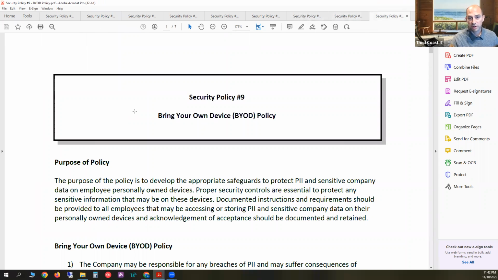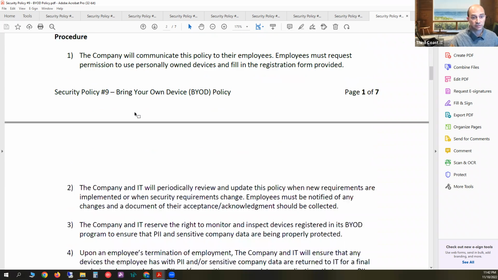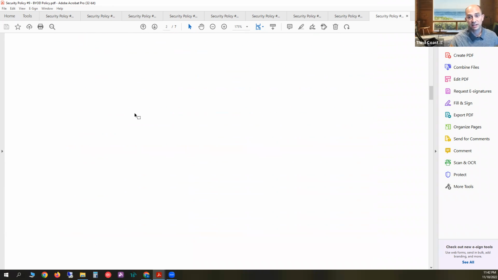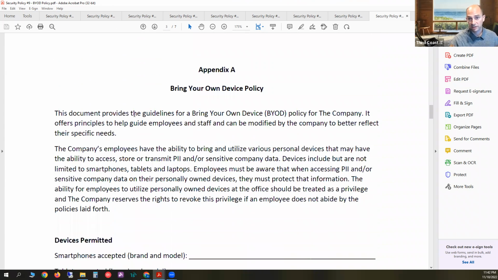The bring your own device policy covers what happens when we start accessing business resources on personal devices, and best practices in terms of how to stay safe. There is a lot of talk about that, and we would like to further that conversation.